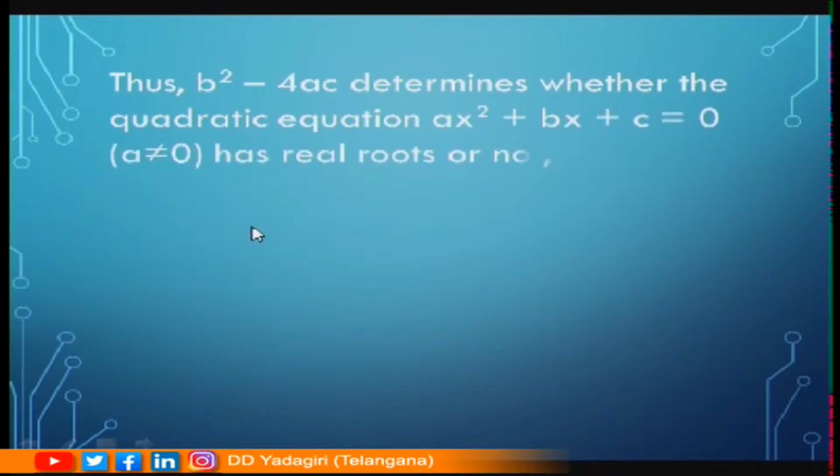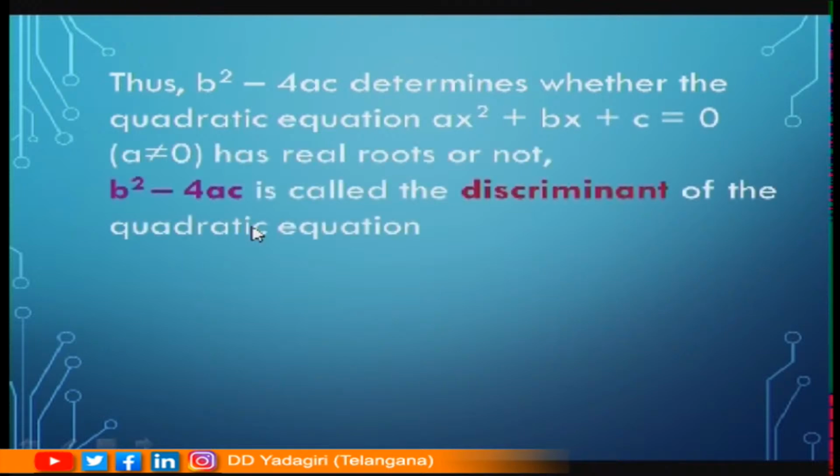Thus, we can say b square minus 4ac determines whether the quadratic equation ax square plus bx plus c is equal to 0, where a is not equal to 0, has real roots or not. Thus, we can say b square minus 4ac is called the discriminant of the quadratic equation.